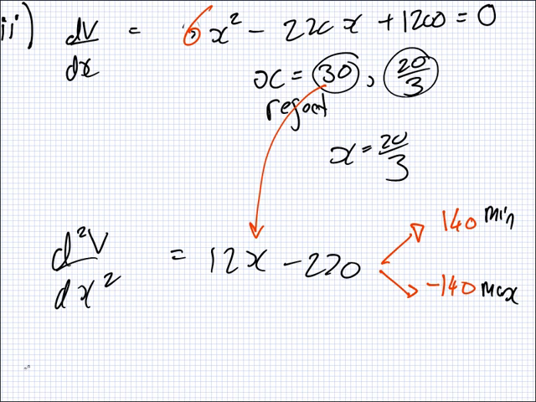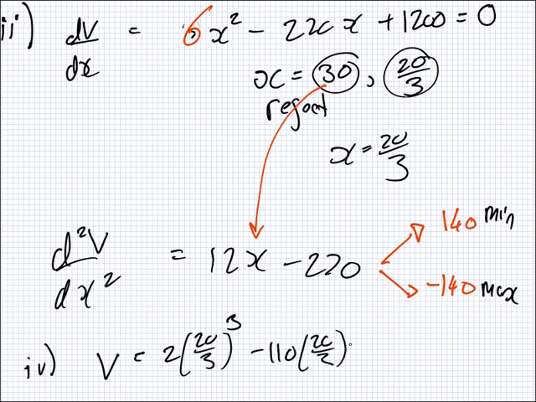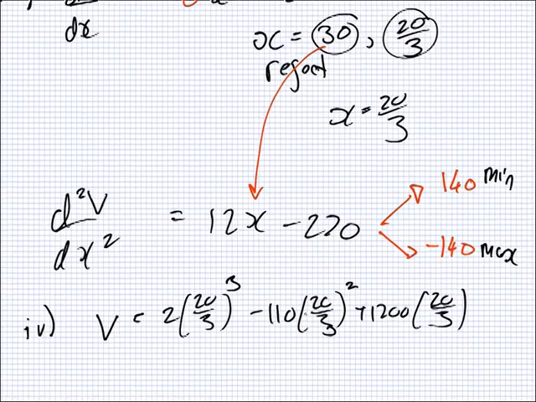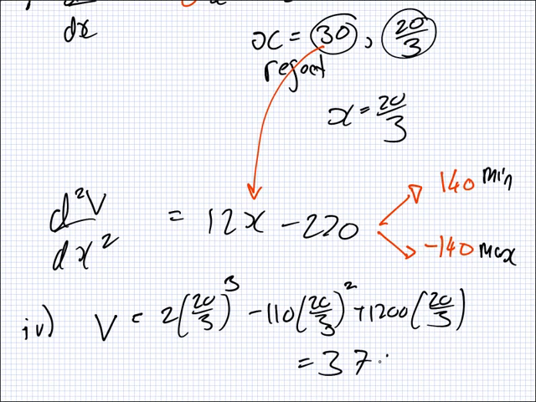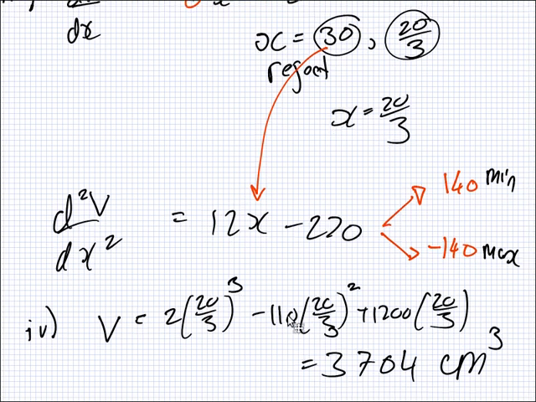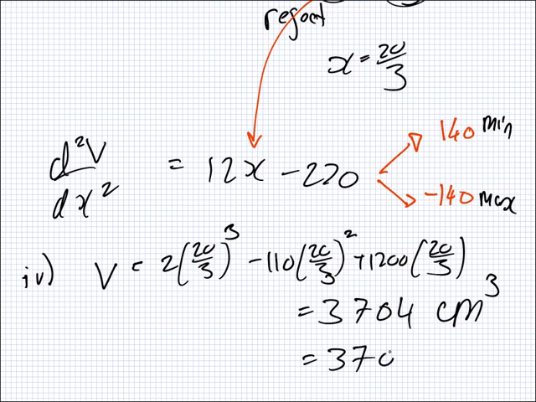That's okay. And the last part here is find the volume. So we have to sub in the 20 over 3 back in. So that's 4 times 20 over 3 cubed minus 140 times 20 over 3 squared plus 1200 times 20 over 3. Does anyone have that? 3,703.7. I should really perhaps say 3700, 3 significant figures.